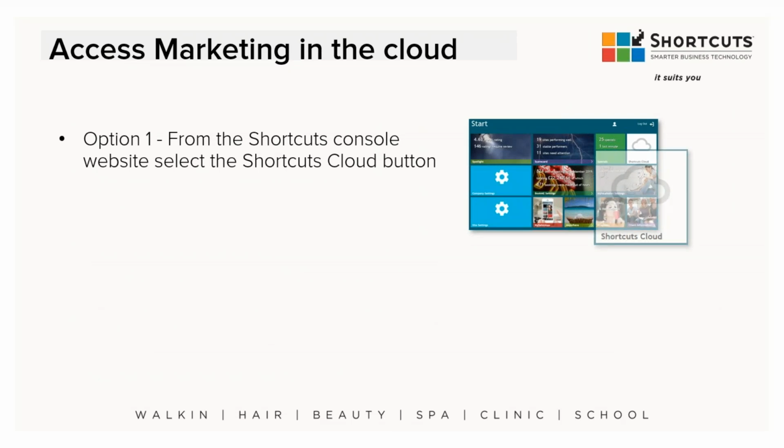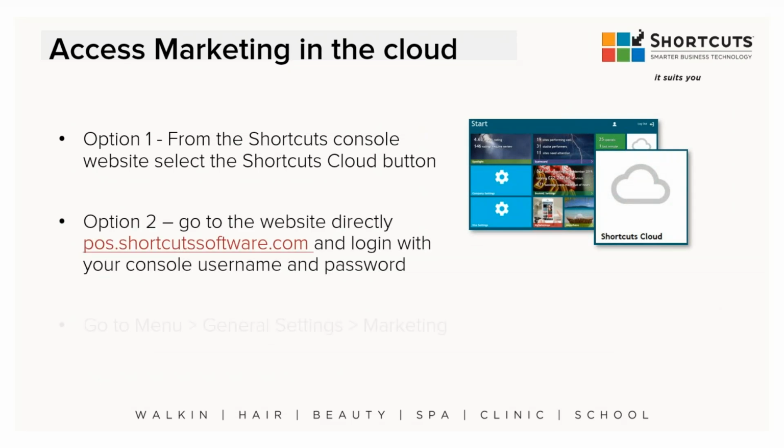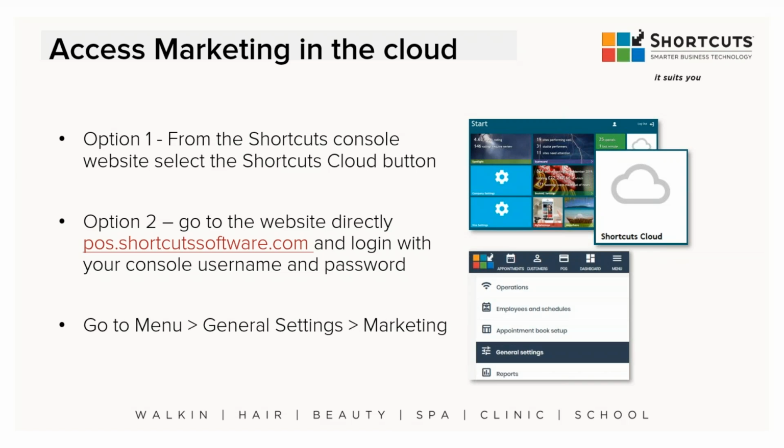Once you do that, if you return to the main page in the console, you're also going to notice there's a new button there that says Shortcuts Cloud. So option number 2, you can always log directly into the cloud by going to POS, for point of sale, .shortcutsoftware.com. If you use the same username and password you enter into the console, then Shortcuts will allow you to log into the cloud directly. The cloud is actually where you create your email or text campaigns.